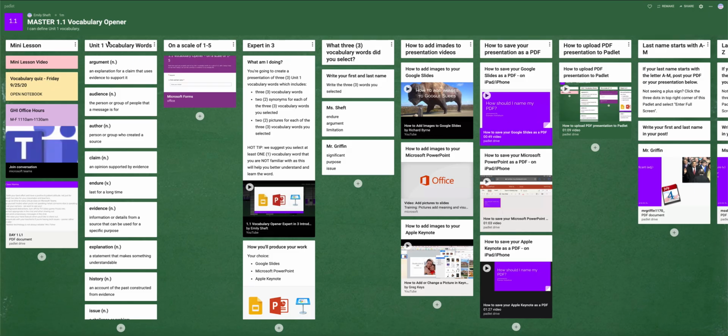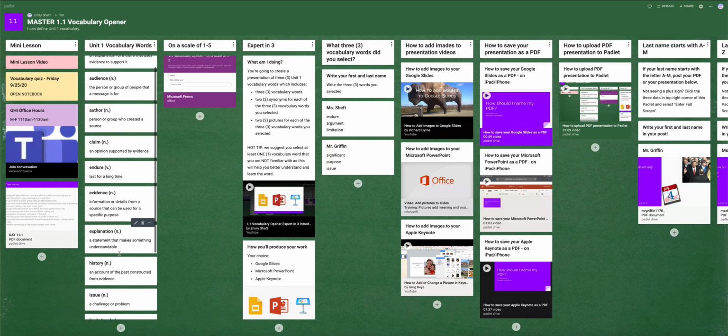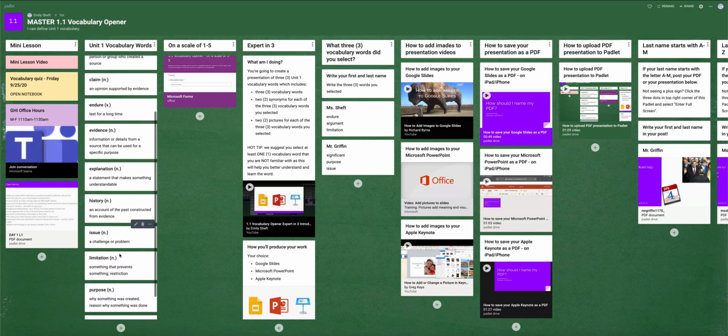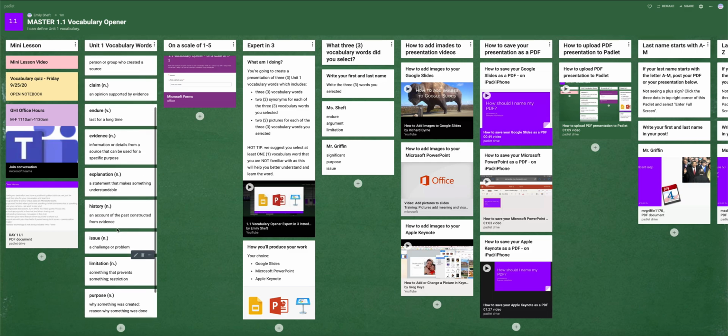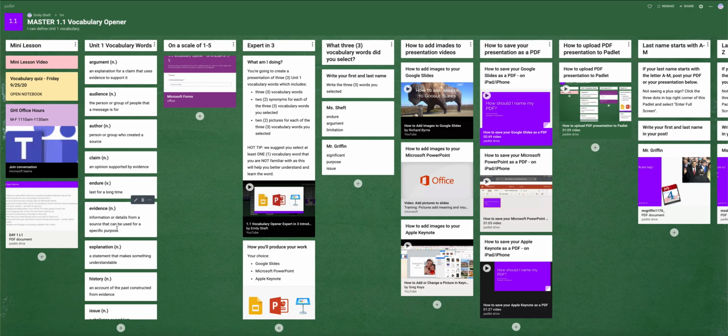So in our second column here, we see all of our Unit 1 vocabulary words: argument, audience, author, claim, endure, evidence, explanation, history, issue, limitation, purpose, and significant. So these are 12 vocab terms that you need to really understand, not just for Unit 1, but for Units 1 through 5. So start to become familiar with these and start to practice using them as we want to become experts in these words.